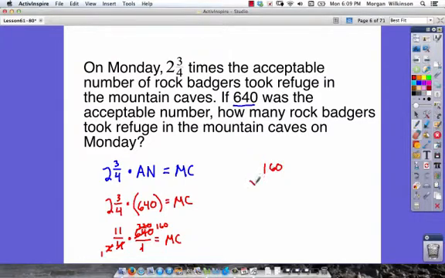160 times 11. Well, we got 1 times 0, that's 0. 1 times 6 is 6. And 1 times 1 is 1. We've got 0 as a placeholder. 1 times 0 is 0. 1 times 6 is 6. And 1 times 1 is 1. We add. We've got 0, 6, 7, and 1. So we've got 1,760. Okay, how many badgers took refuge in the mountain caves on Monday? It must be 1,760 badgers.